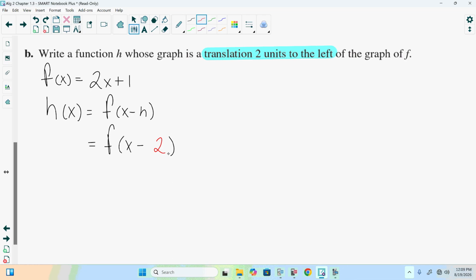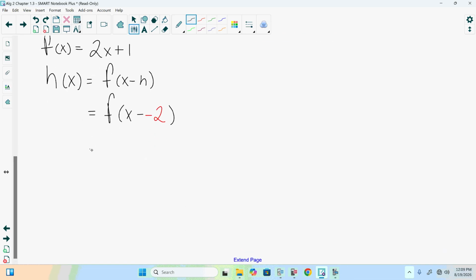Because left is normally what? Negative, yes? So h is indeed negative 2. But now we have the question of it's always the opposite of what we think, yes? Well, let's look at what we have here. We have x minus negative 2. Do we leave a minus and a negative next to each other? Well, no. So what we actually have here is what? F of x plus 2. So we do have that opposite. It's just we fill it in as that minus negative, and the negative negative make a positive.